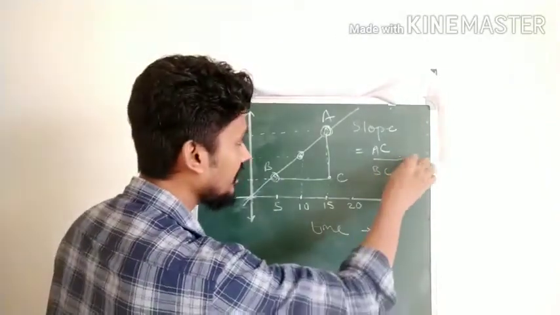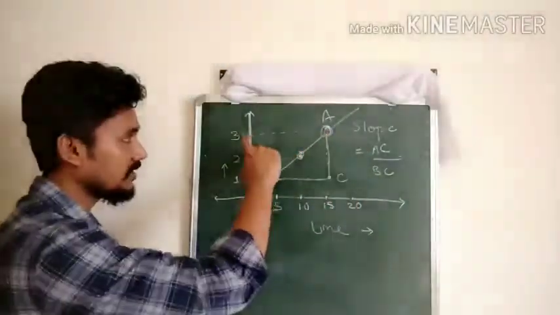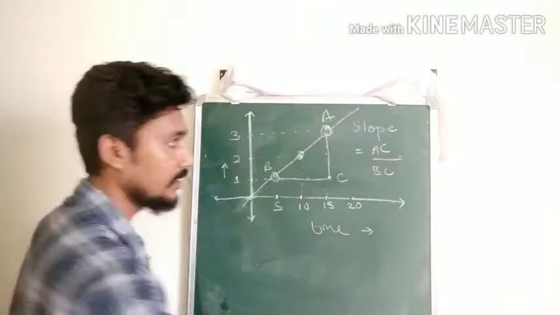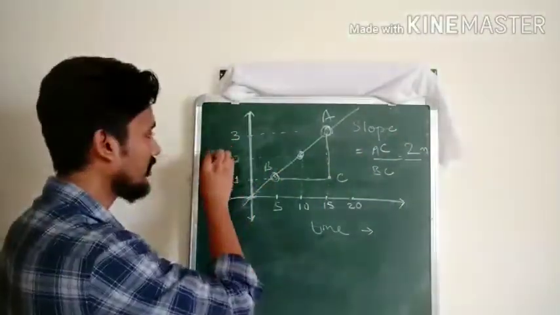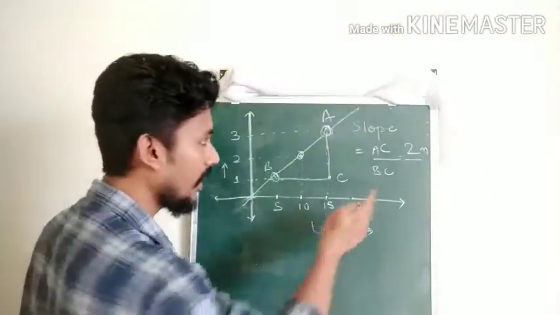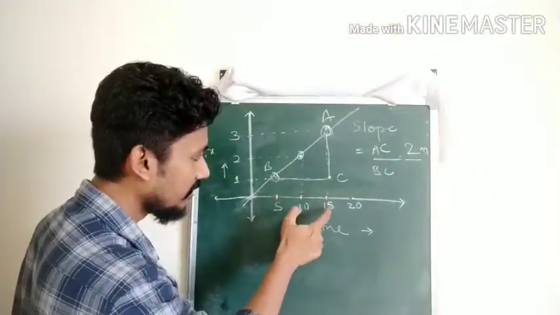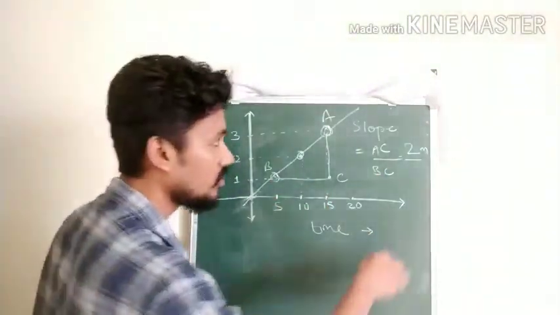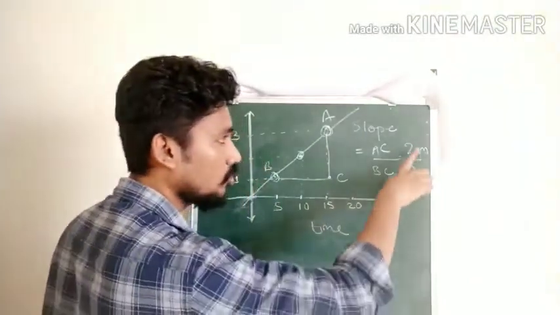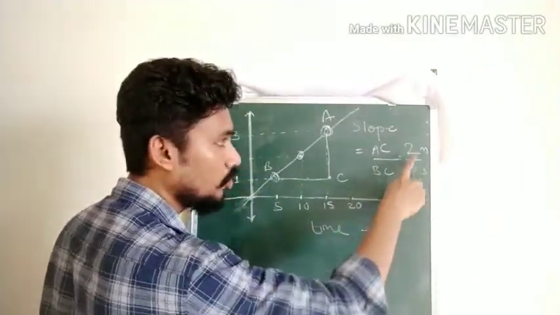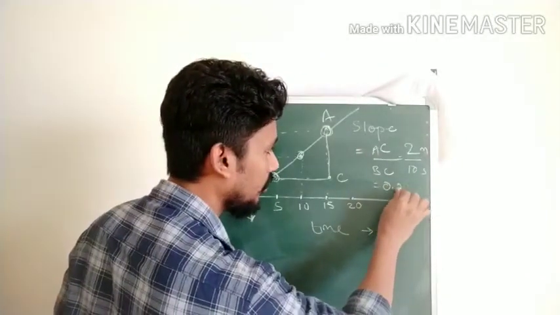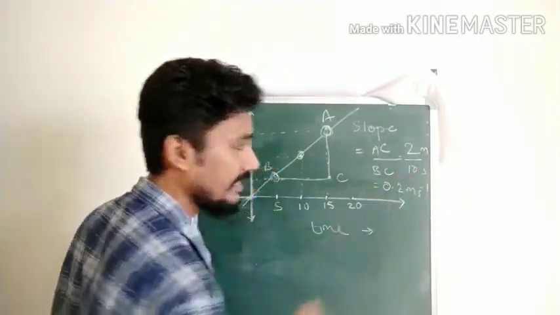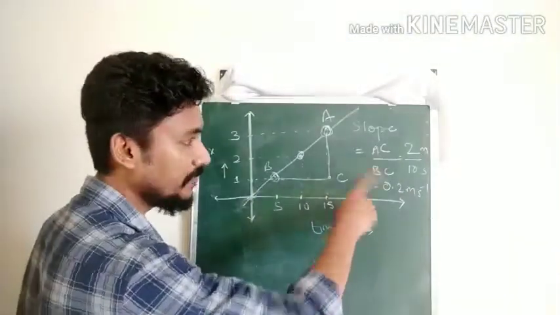Now, how much is AC? You can see AC is this much, 3 minus 1. So AC is equal to 2 meters because this was the distance. How much is BC? BC is the time, 15 minus 5. So it is 10 seconds. So 2 upon 10. How much is 2 upon 10? It is equal to 0.2 meter per second. So this is the speed.